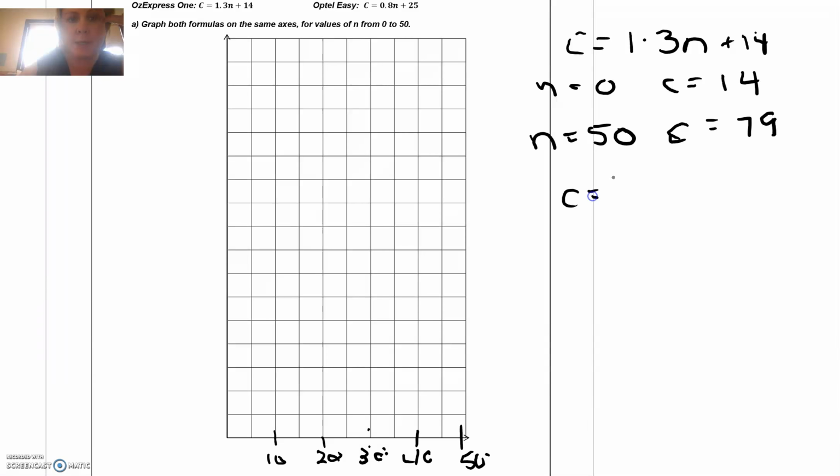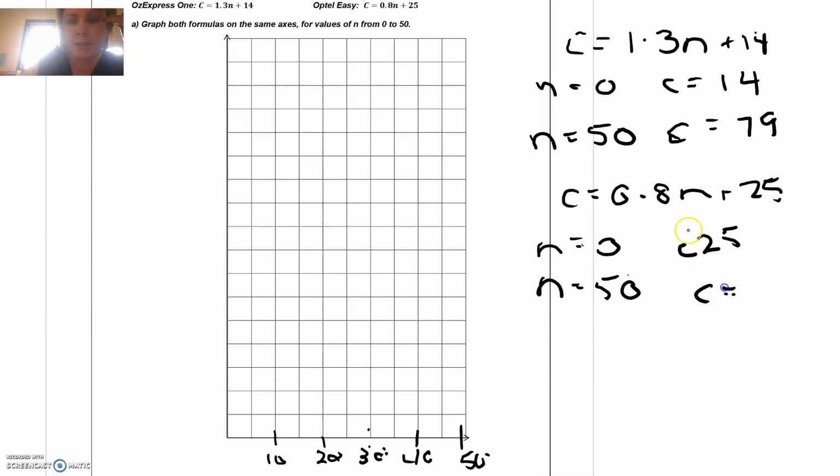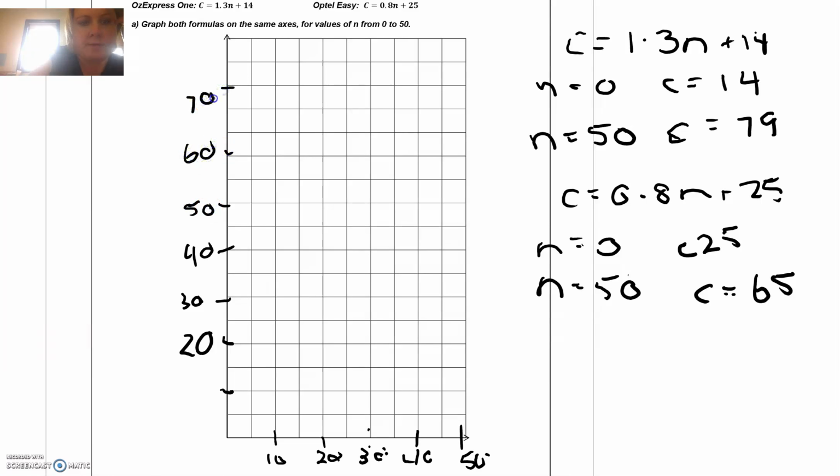If I do the same with the other, C is 0.8n plus 25. When n is 0, it's the y-intercept, which is 25, so C is 25. And when n is 50, C is 65. So I have to go up to 79 and as low as 0. So I might go up by 10s, 10, 20, 30, 40, 50, 60, 70, 80. And I'm going to call that cost. And this one down here is number of calls.